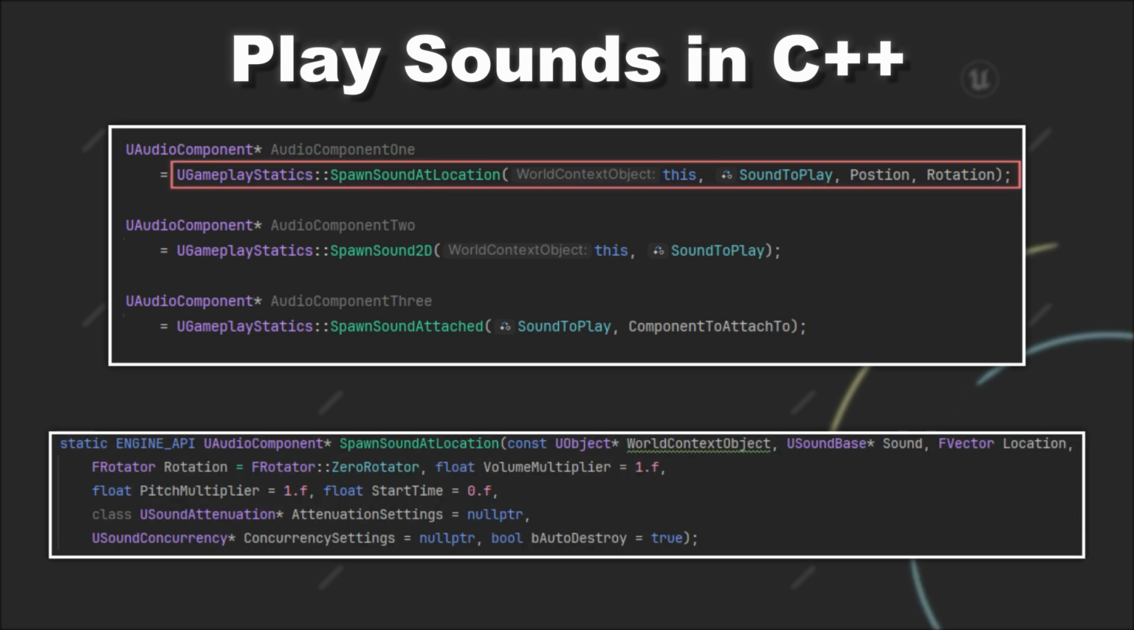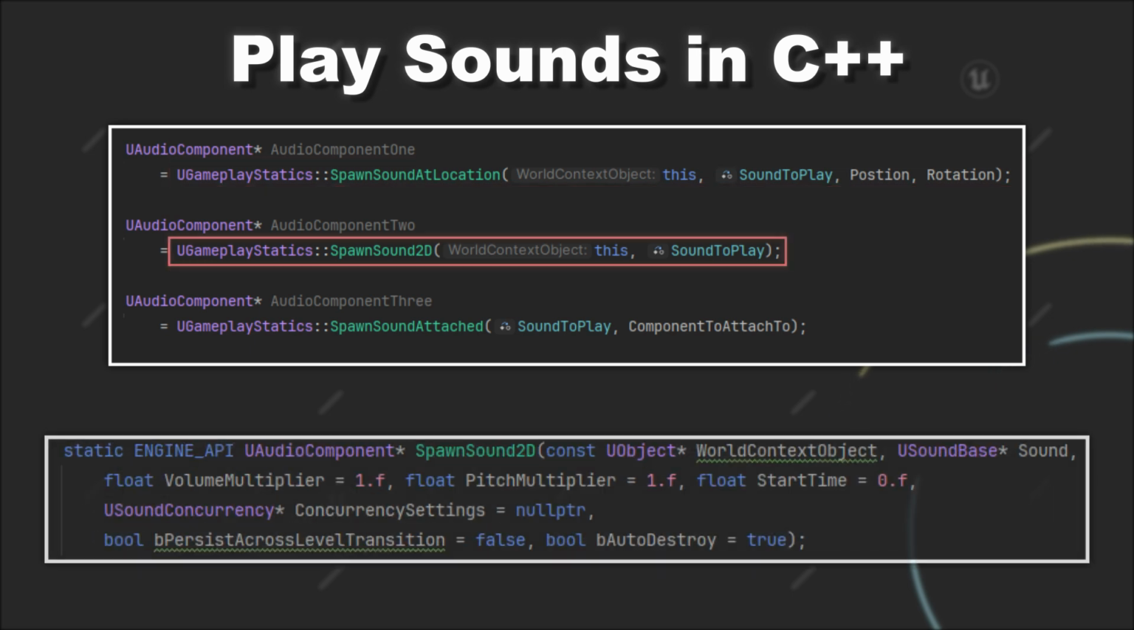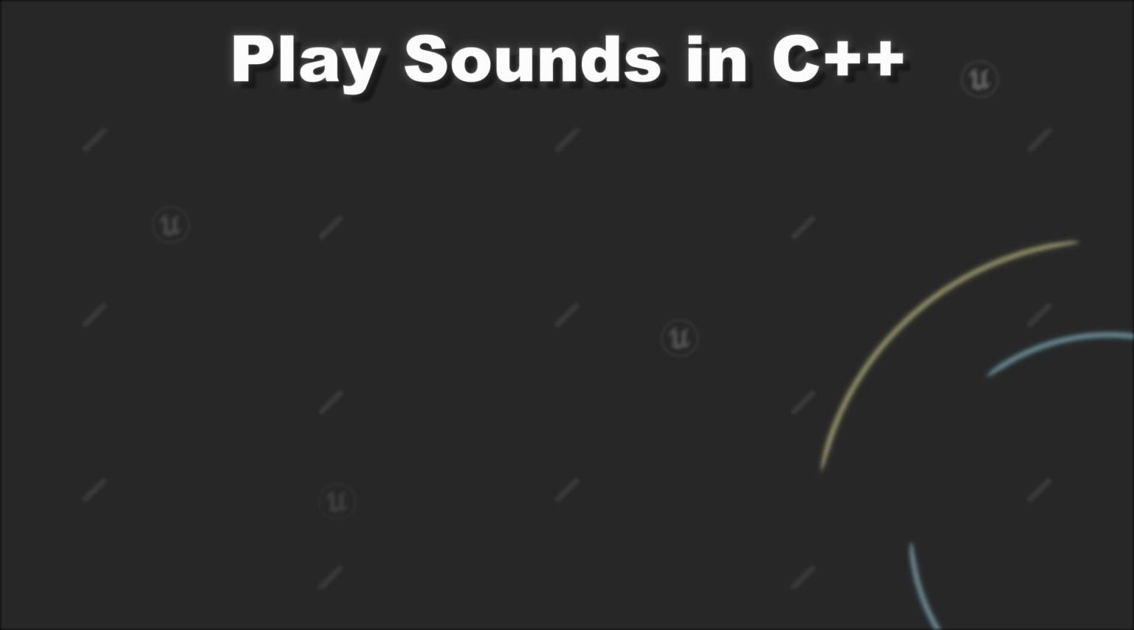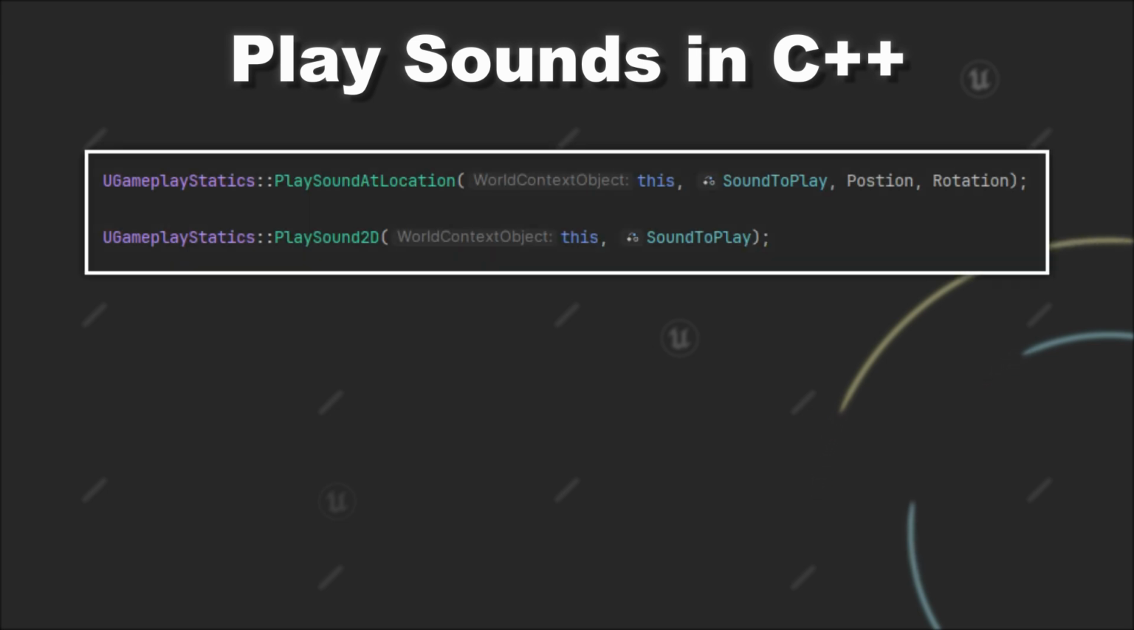Spawn Sound at Location again places the sound at a specific world location. Spawn Sound 2D again plays a sound in 2D space, similar to Play Sound 2D, but again returning an audio component. Spawn Sound Attached attaches the sound to an existing scene component so that the sound can follow the movement of an actor.